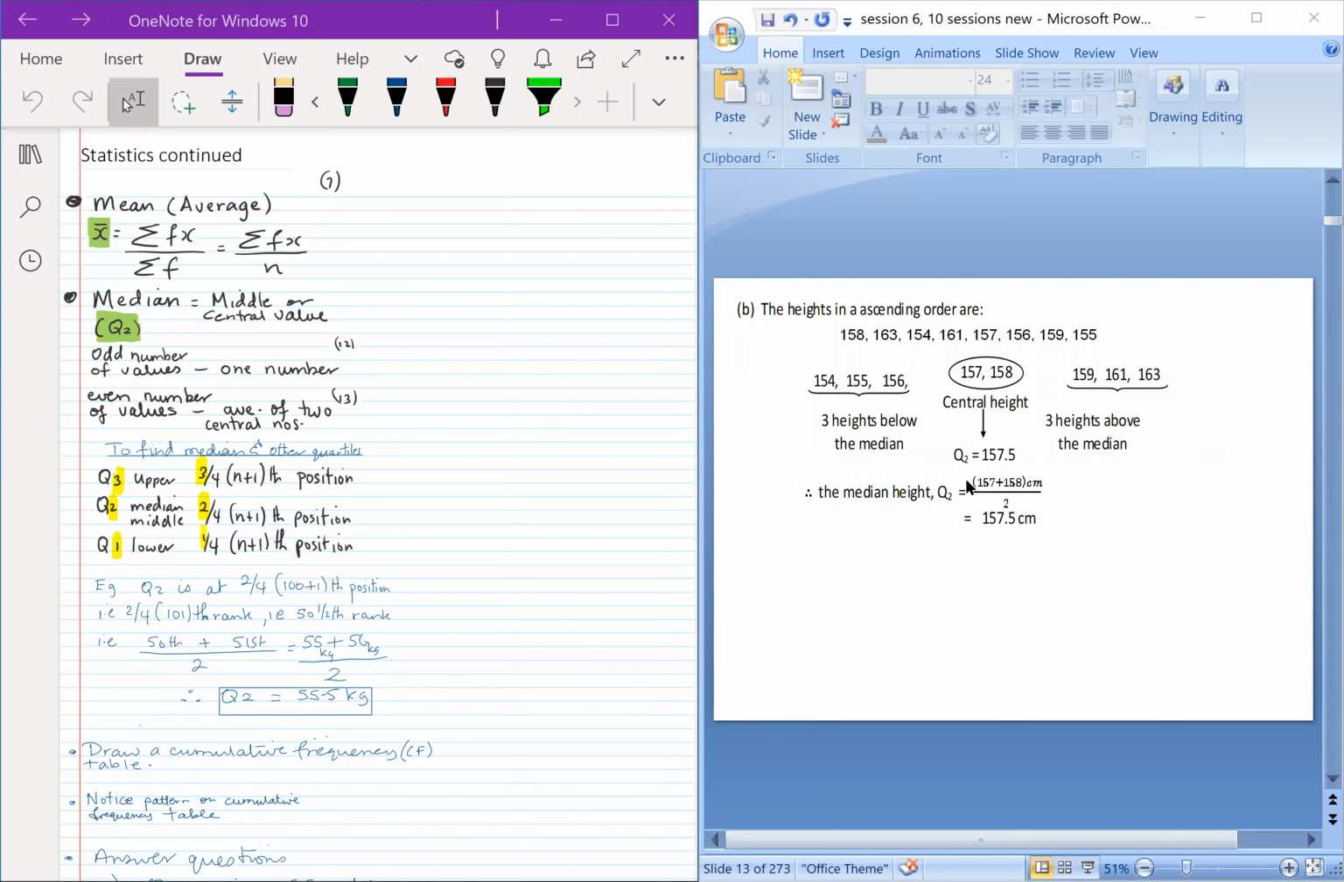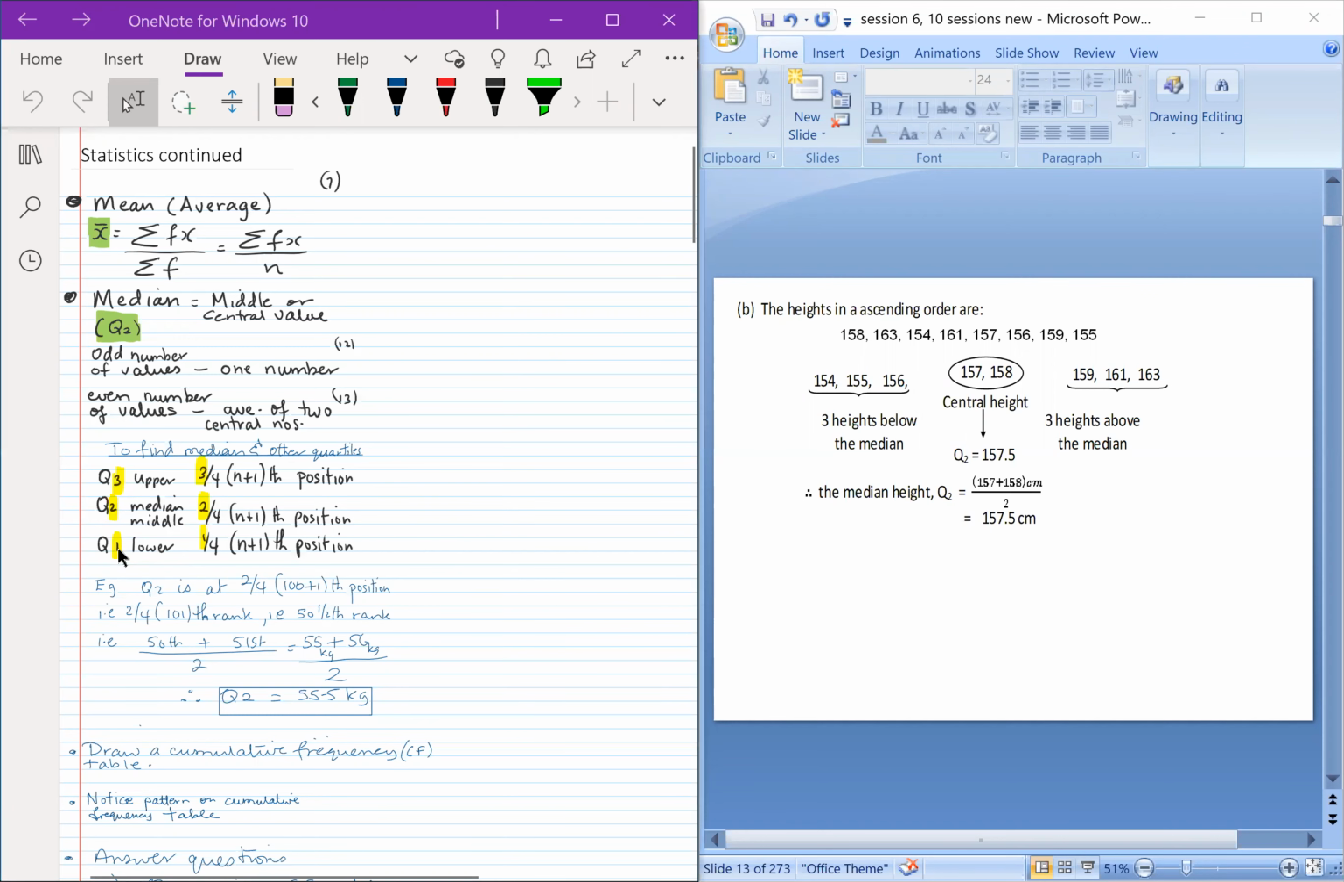Now, why do you use Q2? Well, across here, I give you a little reminder about the Qs. You see all these Qs here? Q2 is included. They are what are known as quartiles. Quartiles divide data into quarters. So there's the upper quartile, which is Q3. There's the middle quartile, which is Q2, and that's what we call the median. And then there's the first quartile or the lower quartile, Q1.